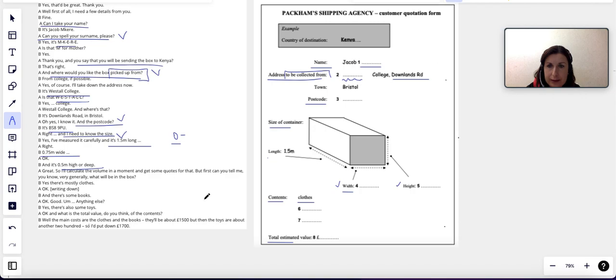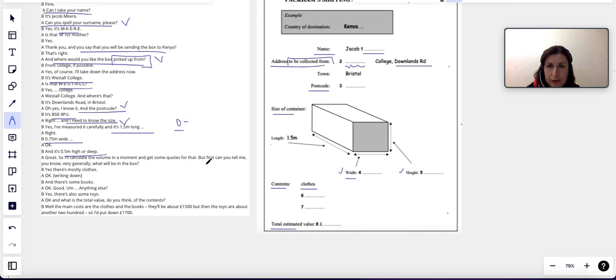Okay, then we are moving on to contents. We are waiting for the signal, and the signal goes here. But first, can you tell me very generally what will be in the box? What will be in the box? Here, what's the contents? What is the content of it? So we can see mostly clothes, some books, some toys. As for this word some, it's optional. You can write it, but you can write just books and toys, only the main words.